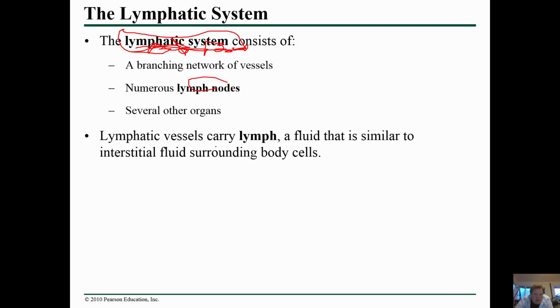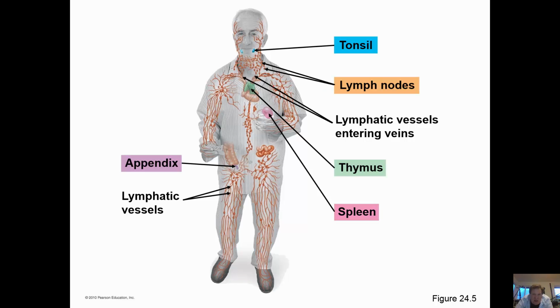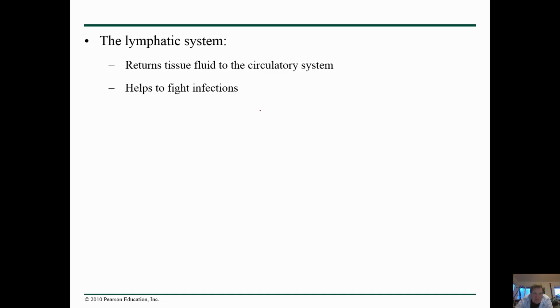We have lymph nodes, we have a number of things. Lymphatic vessels carry what we call lymph, which is very similar to the interstitial fluid that surrounds the cells. Here's an individual, and this is showing basically the lymph vessels, and these are the lymph nodes. It's one of the reasons why the doctor will touch your inner throat and your armpits. What all these things are doing is taking fluids that are leaking out into your tissues and bringing those fluids back up to the vena cava. The lymphatic system is responsible for returning fluid back to the circulatory system.